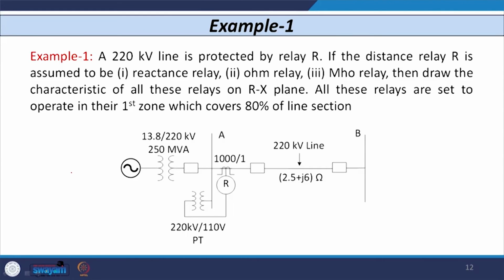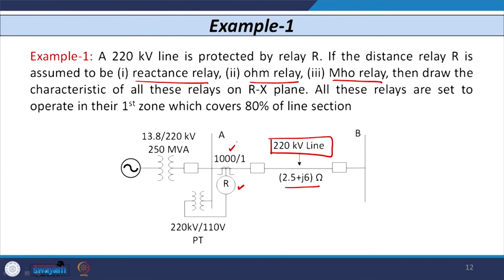Here, a 220 kV line is given, and the impedance of this line is 2.5 + j6 ohm. This line is protected by the relay R, which is a distance relay. This relay R can be a reactance relay, an ohm relay or angle impedance relay, or a mho relay. So, 3 characteristics are available for distance relay R, and we have to draw this relay characteristic on the R-X plane.